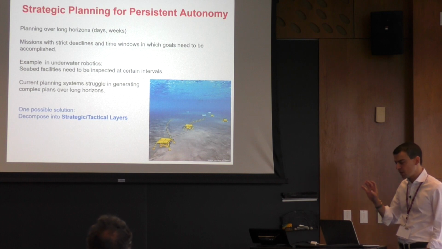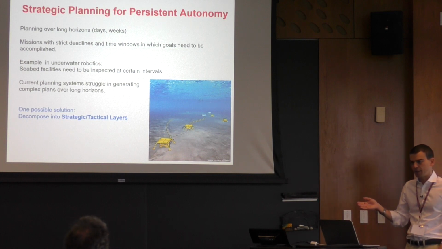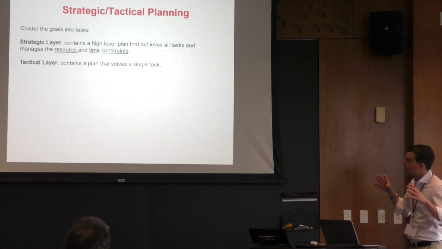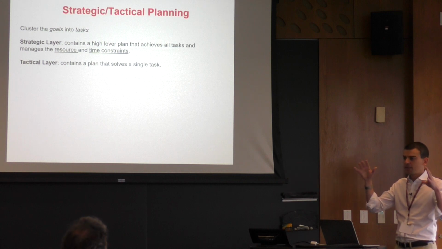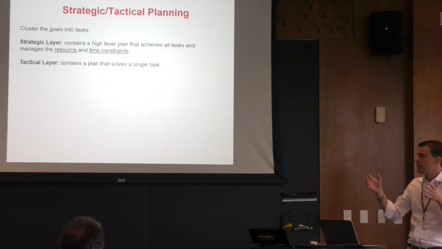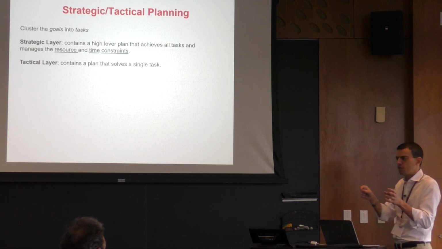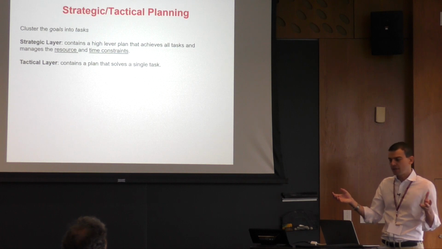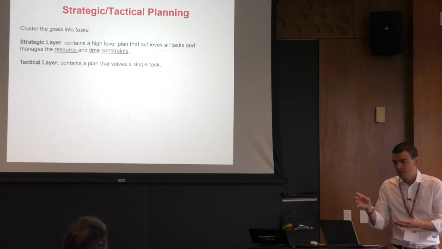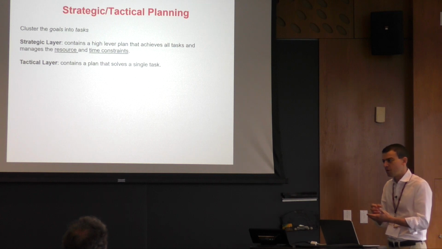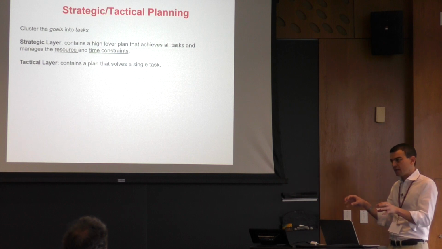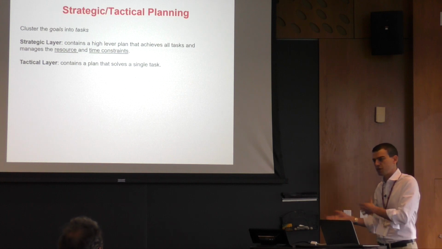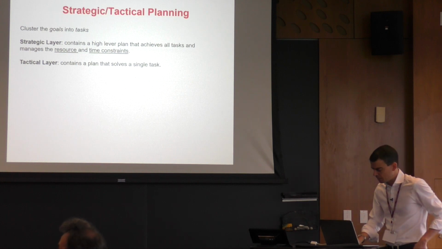One possible solution is to decompose the problem into strategic and tactical layers. In this case, you first have a strategic layer with a high-level plan that takes into account all the time windows, and then you have a tactical layer where you solve the single tasks, so that the strategic layer will handle the tactical plans. I know that it might look similar to hierarchical planning, but it's not hierarchical planning, because in hierarchical planning you have the tactical plans beforehand. They are fixed. Here the idea is that you use planning back and forth between the strategic and tactical level to create the tactical plans.